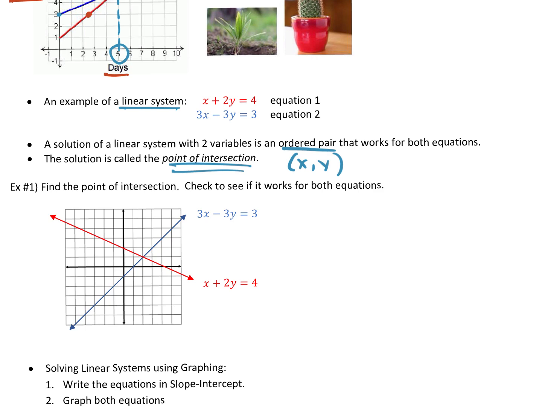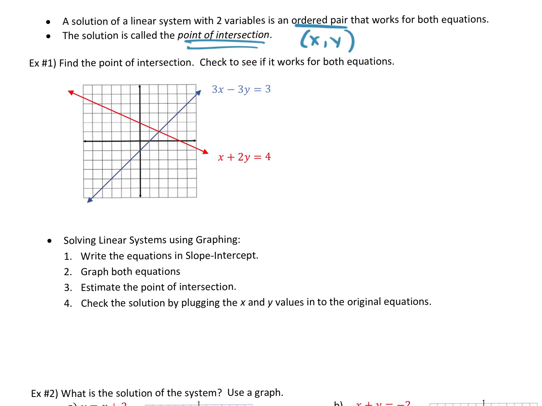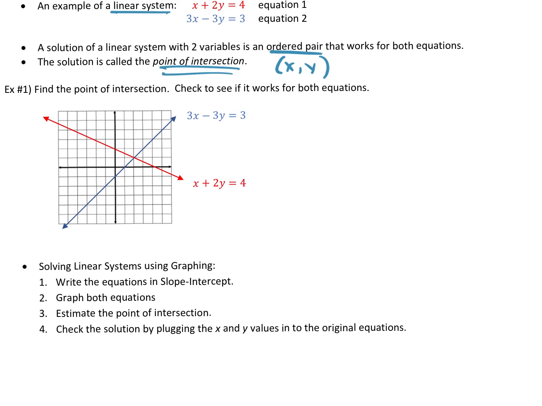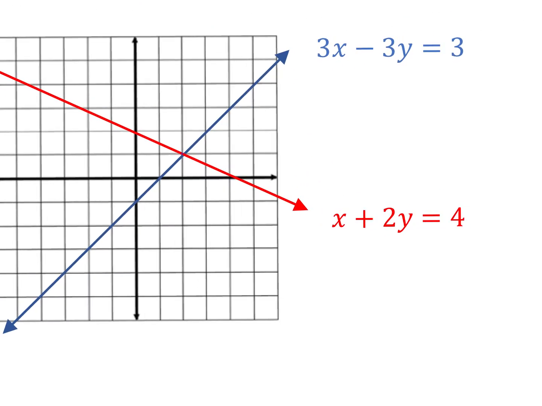If you look at this first example, it says find the point of intersection and then check to see if it works in both equations. So red meets blue at purple. What is that point? 2, 1, right? We always name the x first. So 2 to the right, 1 up. So that is the point, 2, 1.